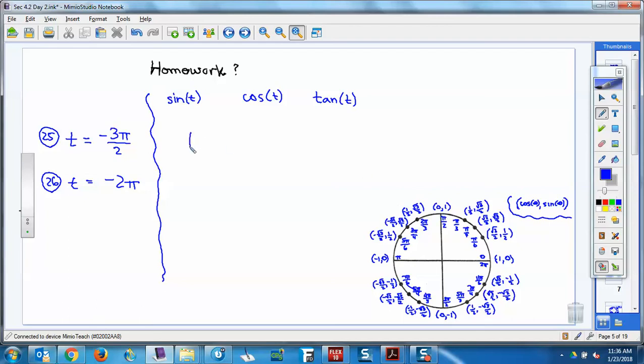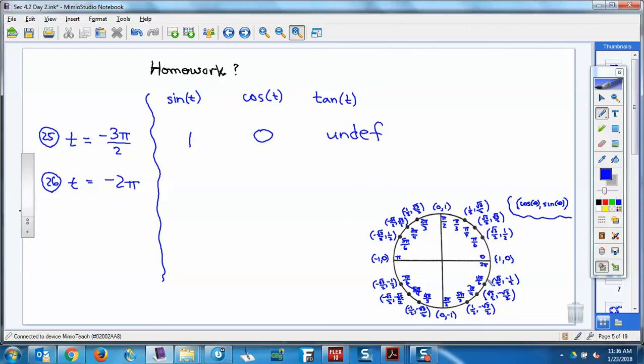So the sine would be 1, the cosine would be 0, and the tangent would be undefined. And that's why in the directions they say find the value if possible, or if it exists, or I don't remember what it said, but something like that. Okay, and evaluate if possible. So it's undefined.